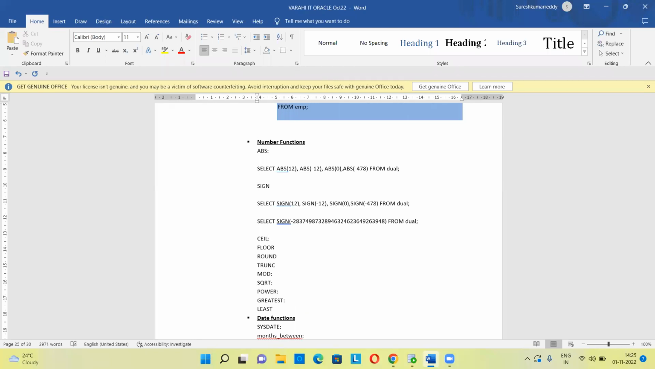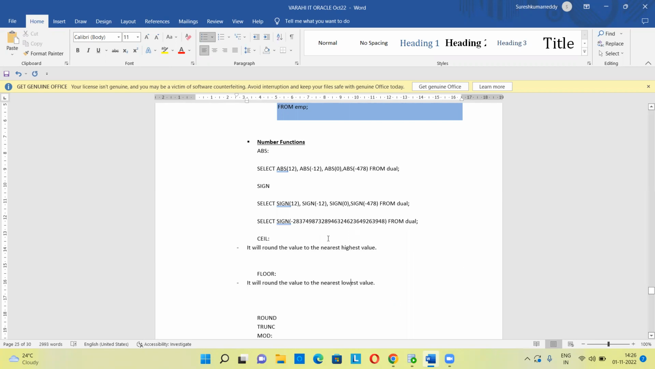The next one is ceil. It is a little important, so I'm writing here what it will do. It will round the value to the nearest highest value. And we have one more function, which is the opposite of that, floor. What does floor do? It will round the value to the nearest lowest value.